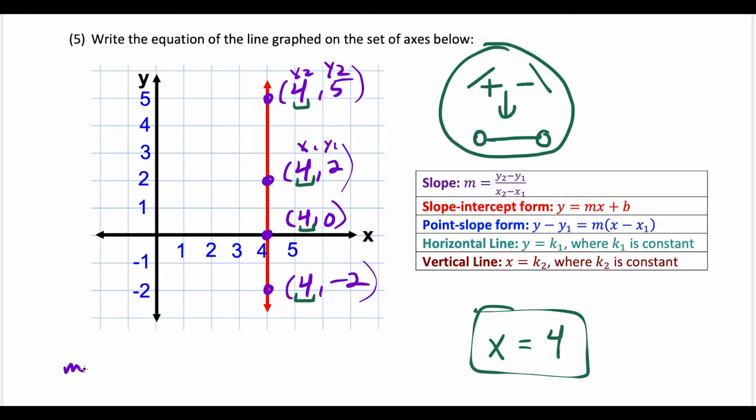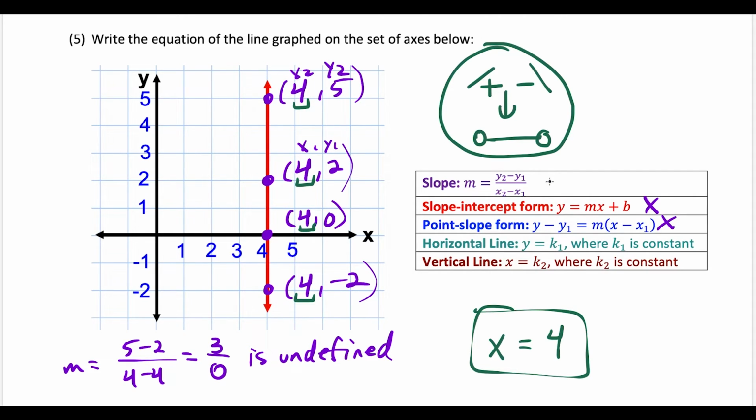If I were to try to find the slope here, m equals y2 minus y1, so we have 5 minus 2, over x2 minus x1, which is 4 minus 4. Notice what we get: 3 divided by 0, and 3 divided by 0 is undefined. What this tells us is that since we have an undefined slope, we would not be able to use any of these equations here to write the equation of our line. We couldn't have a y equals equation here, so that's why it has to be an x equals equation.